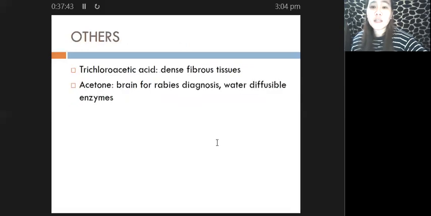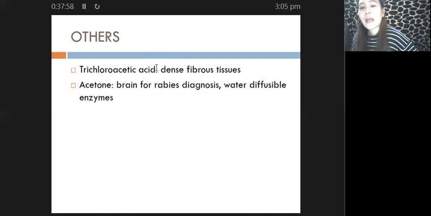Okay, so other fixatives that we use in the laboratory, we have trichloroacetic acid. Again, trichloroacetic acid is a weak acid that is utilized for fixation and decalcification. Apart from that, a common characteristic of decalcifying agents is that they are also capable of softening your tissue sample. So since trichloroacetic acid is also a decalcifying agent, it is used for hard tissue samples. When we say hard, not necessarily bone or teeth.